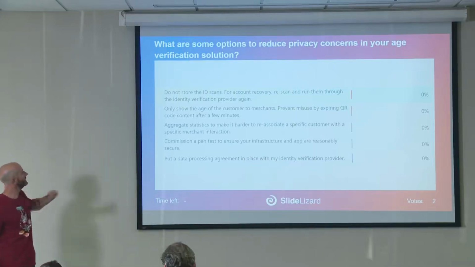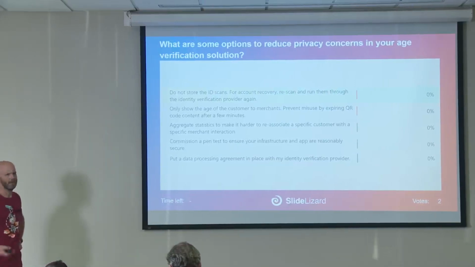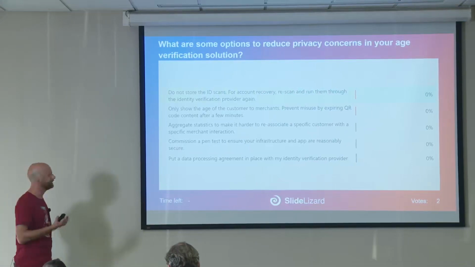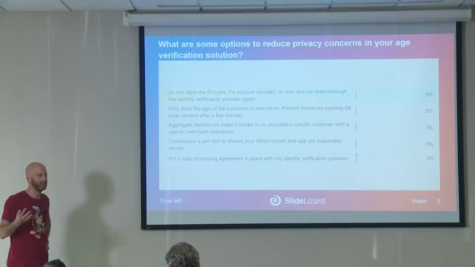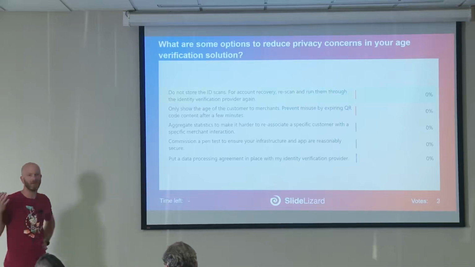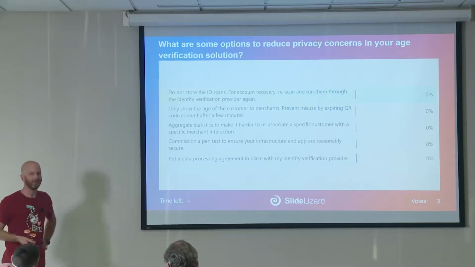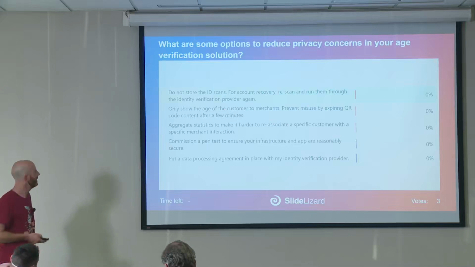Second one here, well, all we need to show to the merchant is really the age, or not even that. You could also just say, is the person old enough or not to buy your goods? You don't need to show them the date of birth or their photo or their address. Merchant doesn't need to know that.